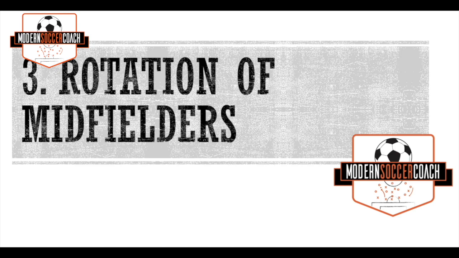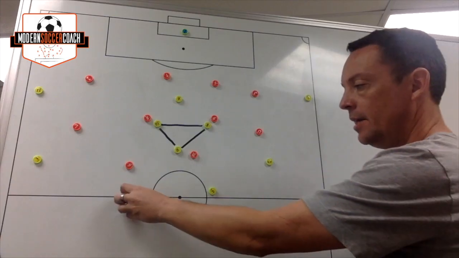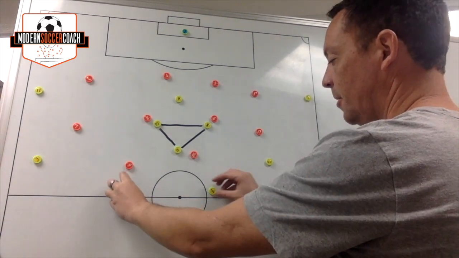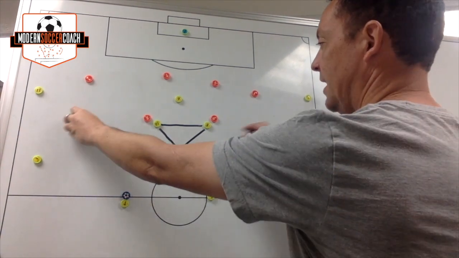So another idea of beating the medium block is the rotation of your midfielders. Again, in the initial build, centre backs having possession, usually.